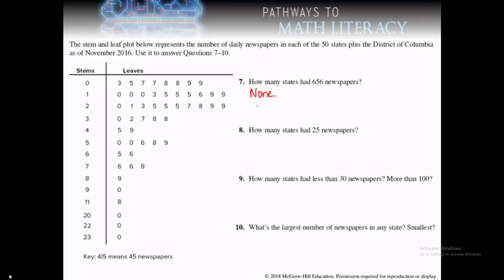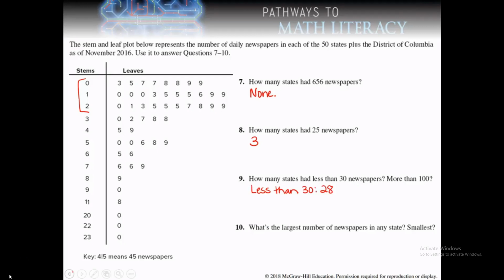In 8, how many states had 25 newspapers? So that would be with the stem of 2, and there are 3 5s in the 20s row. So those are all 25s. In 9, how many states had less than 30 newspapers? Well, 30 would be the lowest in the 3 row, so everything less than 30 would be the other 3 rows above it.